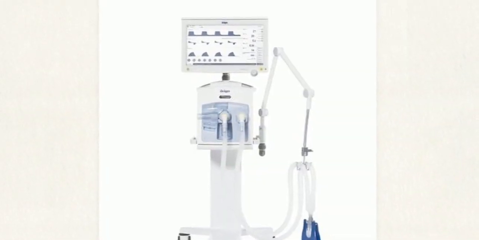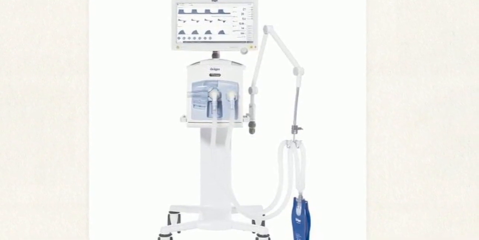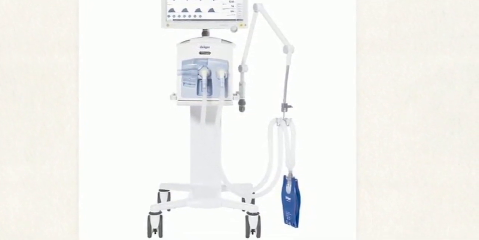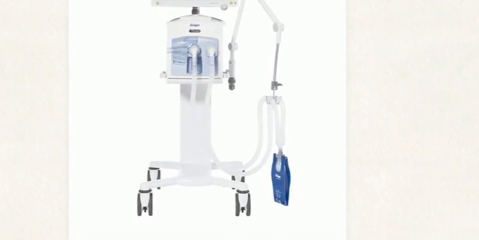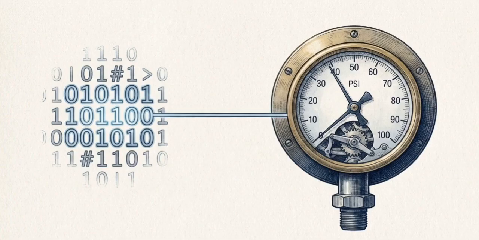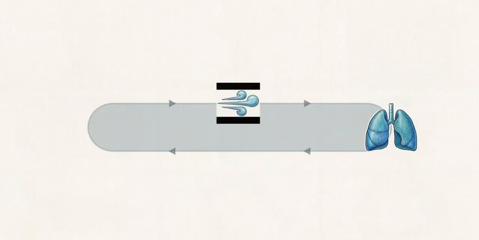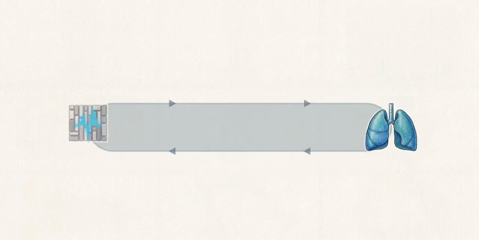At the top is the first zone, the digital monitoring interface. Moving down the chassis, we reach the second zone, the pneumatic block with its central ports. Finally, extending outward, we have the third zone, the physical patient interface. The overarching goal of this architecture is continuous translation. The system must turn digital clinical intent into physical pneumatic delivery, and then feed biological responses back into digital data.